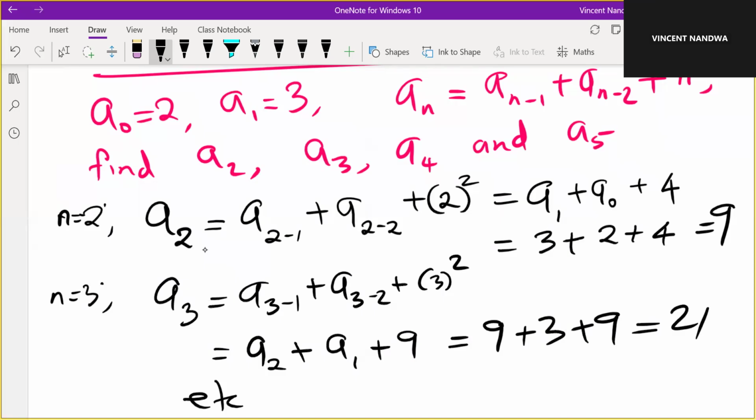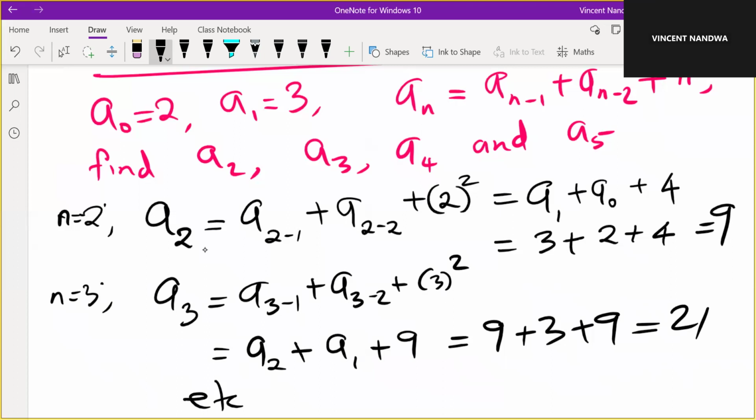And so one of the key things that you can observe from these three examples is that for you to get a2, like in this problem here, you need to know the value of a1 and a0. For you to find a3, you need to know the value of a2 and a1. So if you don't know the value of a2, you will not be able to get a3 with this given recurrence relation. Similarly, for you to get a5 in this recurrence relation, you need to have known a3 and a4.